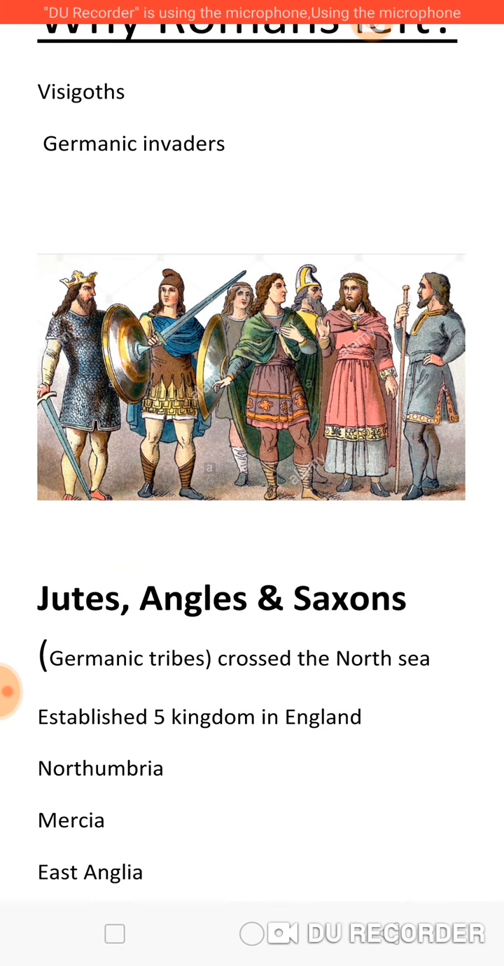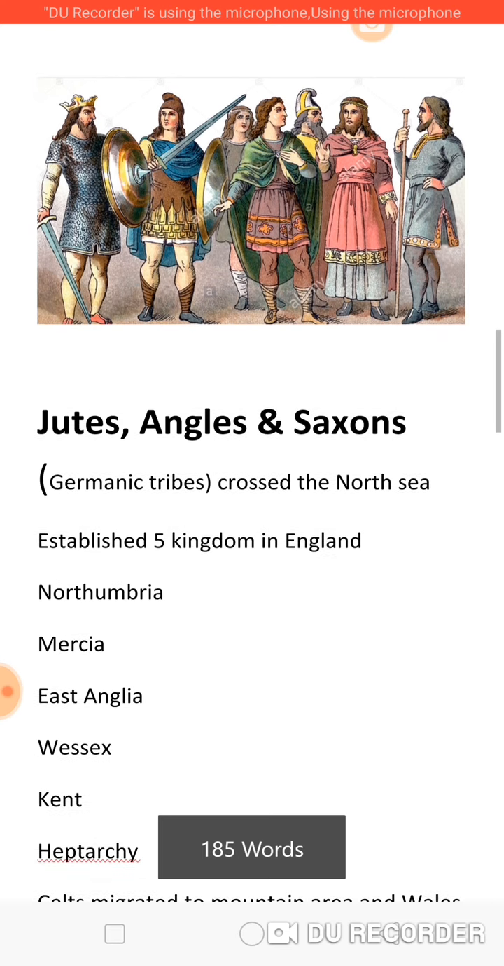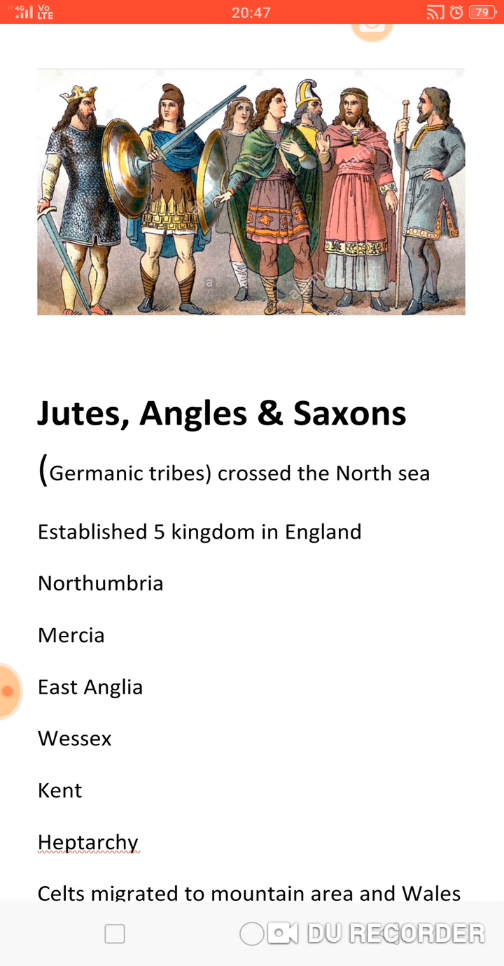The first people, the Germanic group which came to England, were the Jutes. They came from Jutland in Denmark. They crossed the North Sea and they came to England. And following them came the Angles and the Saxons. And together these peoples established 5 kingdoms in England, that is Northumbria, Mercia, East Anglia, Wessex and Kent. These 5 kingdoms were called Heptarchy.